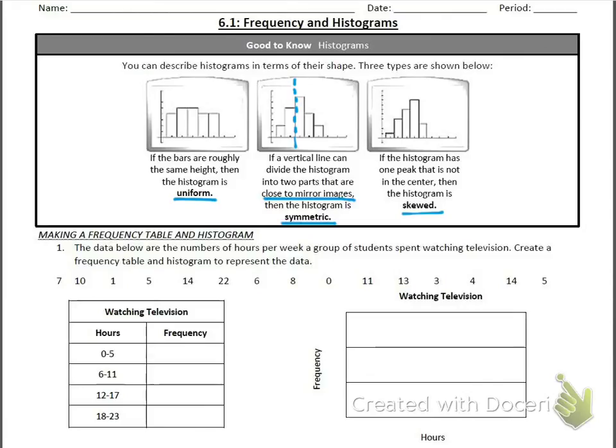So on each of these questions, after we make a histogram, I'm going to ask you to describe the shape. On a test, I might ask you to describe the shape of the histogram, or just, is it uniform, symmetric, or skewed? And you have to be able to tell me why. It should be pretty obvious. I'm not ever going to try and trick you.